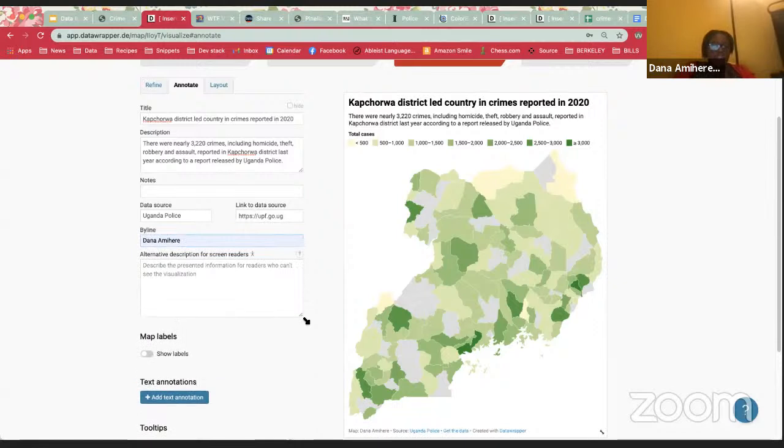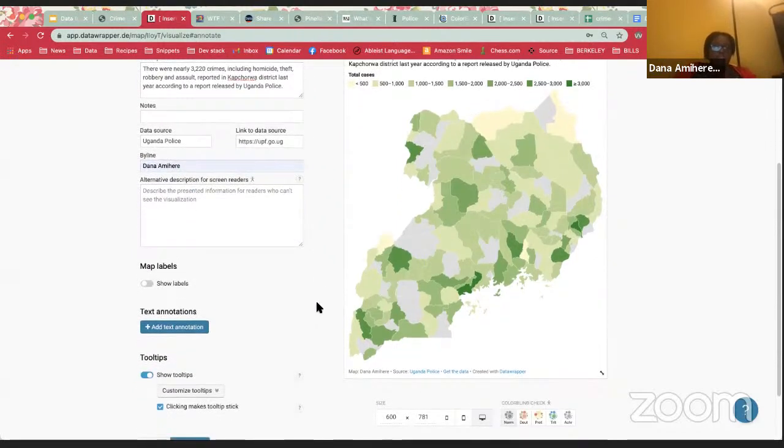And then this part is really important for accessibility, this alternative description for screen readers. If you don't know, a screen reader is something that people with disabilities, especially visual impairment, use to help them navigate the internet. It reads the content to them on web pages when they can't see it. So instead of just putting a description that's exactly what the title is, I try to do something a little bit more descriptive than that.